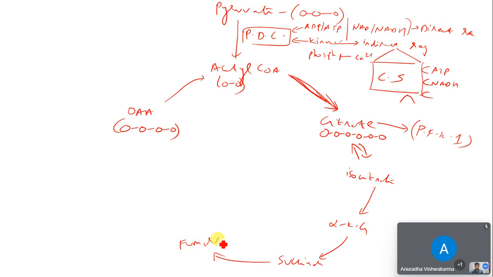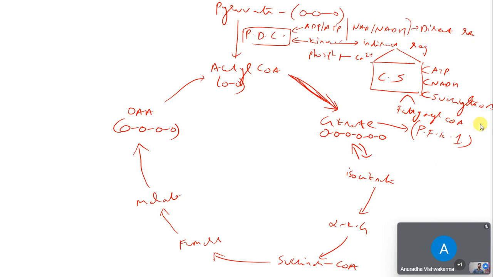Fumarate, malate, and oxaloacetate. Now, citrate is not an inhibitor of citrate synthase. Succinyl CoA, succinate, is an inhibitor of it. And there is one more regulator of this enzyme, that is fatty acyl coenzyme A.